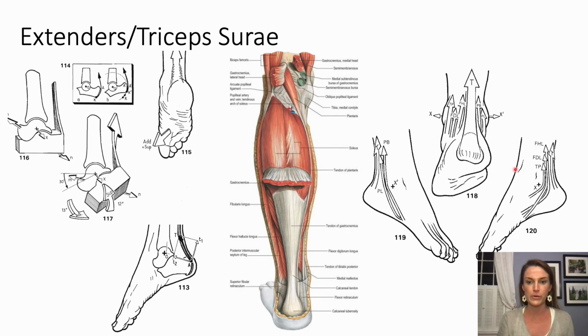And then over here we have the other extenders. Just to note, we'll go into them more, but same idea as the previous slide. On both sides of this axis, these muscles have to be balanced in order to get pure plantar flexion.